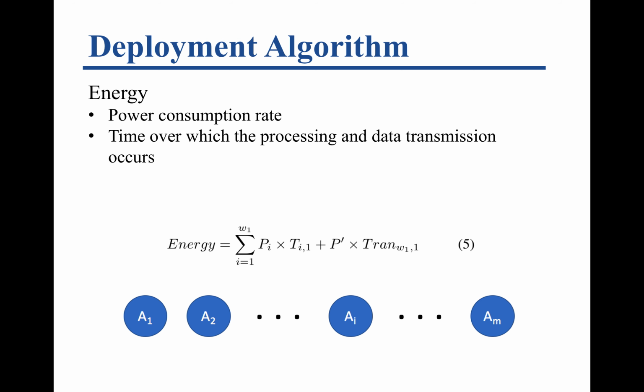So another key consideration in our deployment algorithm is the energy. It is determined by the power consumption rate and the time over which the processing and data transmission occurs. So in its expression, it includes both the local processing power consumption and the transmission power consumption.